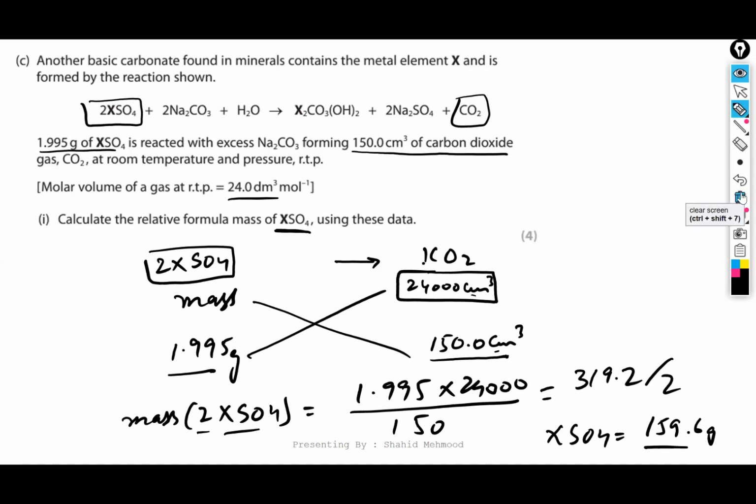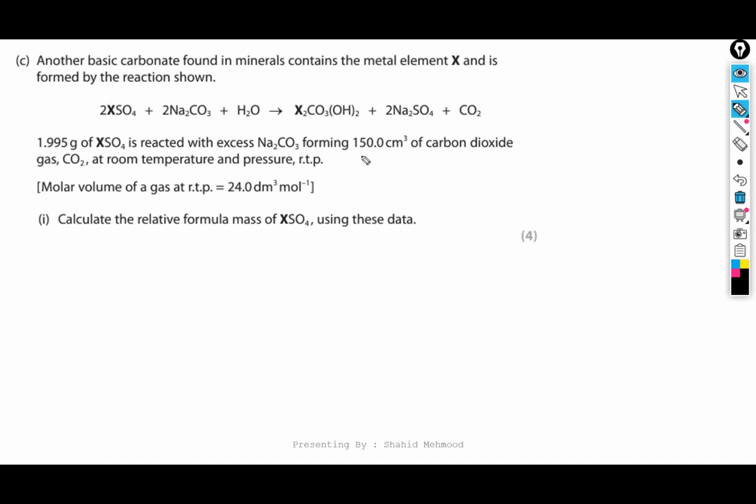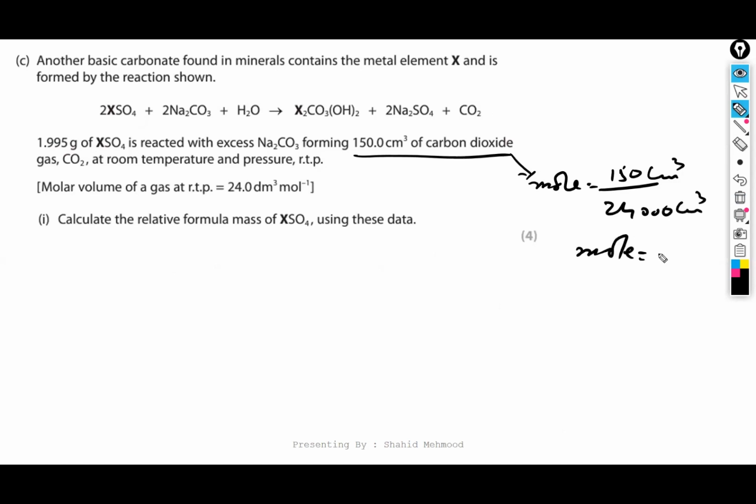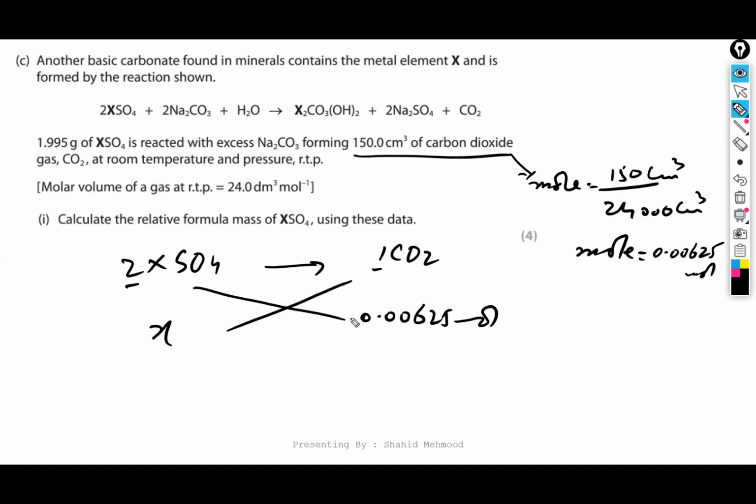There is another way also. The volume of carbon dioxide is given. First, we have to change it into moles. So this volume divided by the molar volume, which is 24,000 cm3. So we will get the moles of carbon dioxide, which is equal to 0.00625 moles. Now, carbon dioxide in the equation is 1, while this is 2. So if this is 0.00625 moles, this will definitely be double that. So we will get 0.0125 mole. This is the number of moles of XSO4.